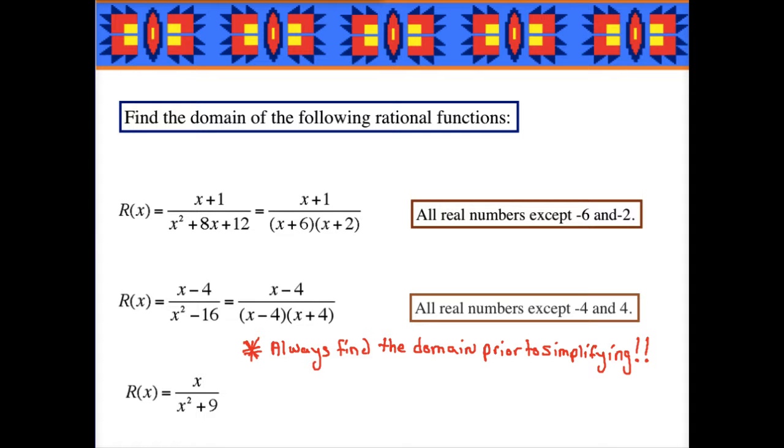Look at the last problem. What would cause this to be 0? Well, you might think, oh, negative 9, but negative 9 squared is a positive 81. Can you plug any number in here that would cause this value to turn into negative 9? And the answer is no, because if you solve this for x, you end up with an imaginary or complex number. Therefore, in this case, all real numbers work, and we don't have any domain restrictions.